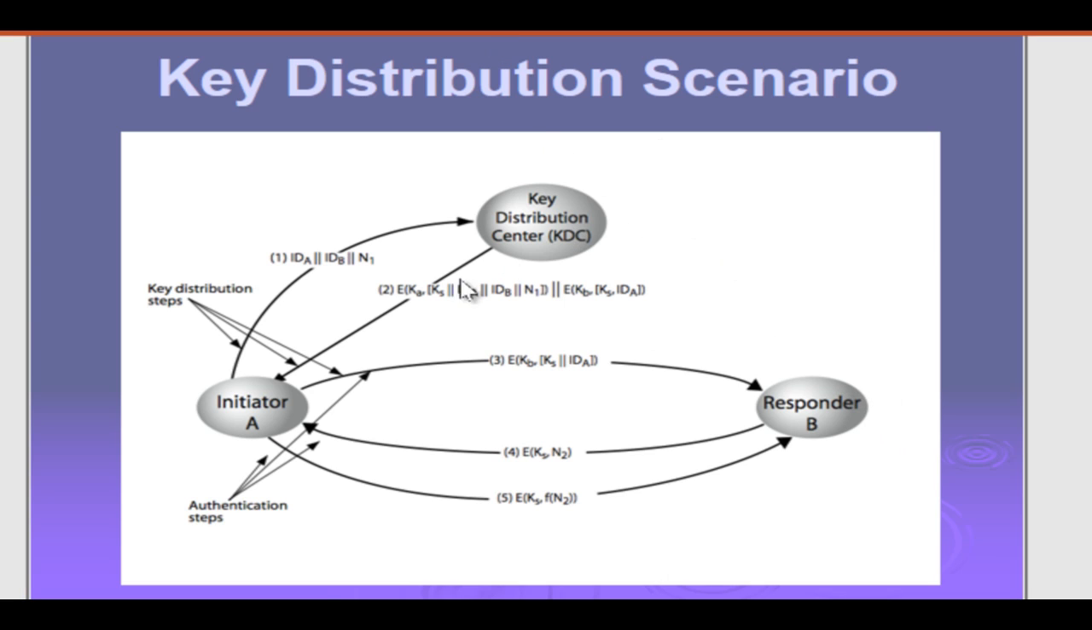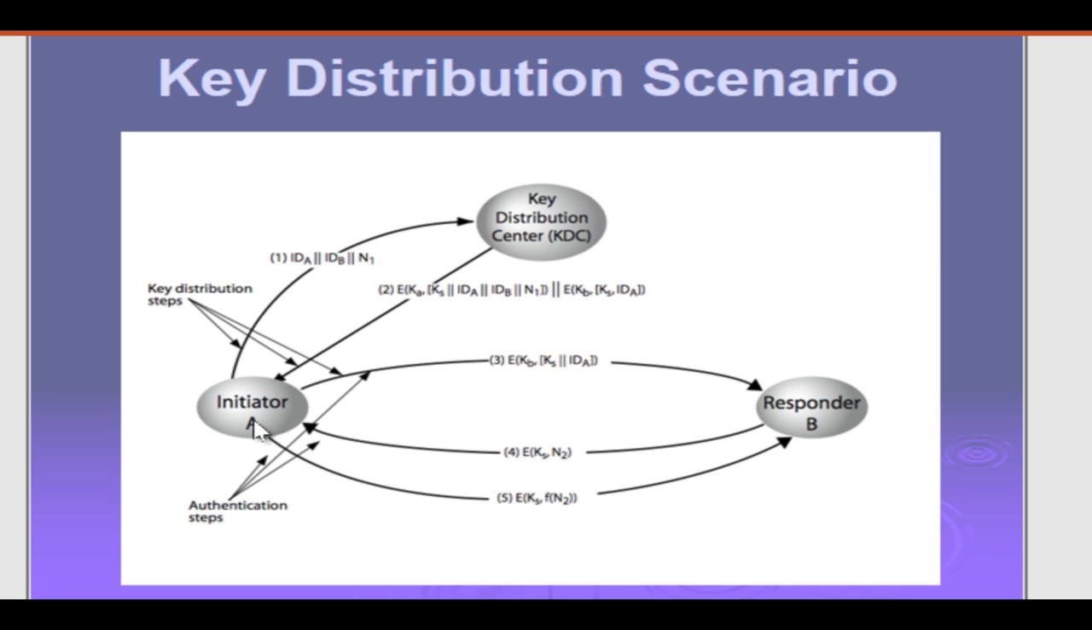But this message is sent to A, not directly to B, because A made the request, not B. By encrypting the message with B's master key, even A cannot decrypt that message, because that is the master key between B and the KDC. Encrypted in the message, it sends the session key and the identity of A. So it is just like a ticket. You can consider this as a ticket.